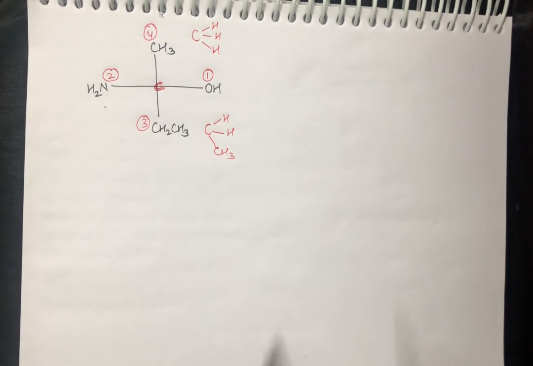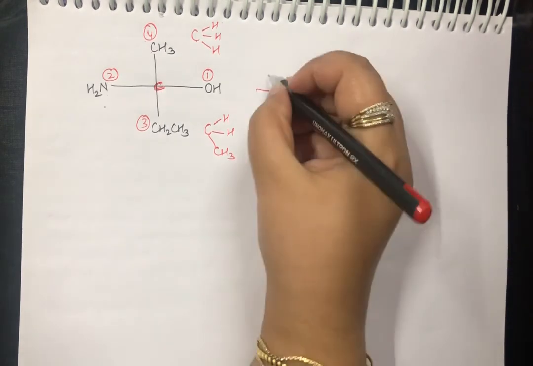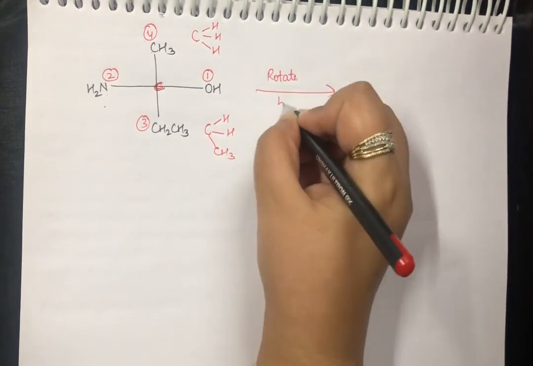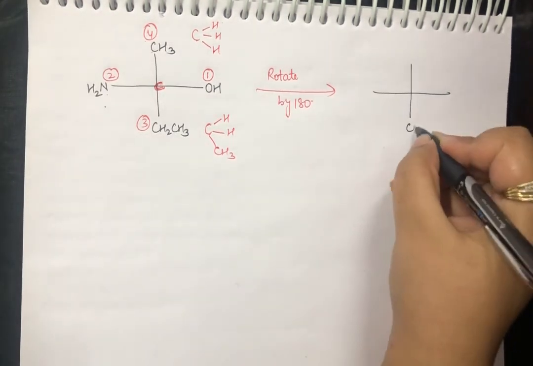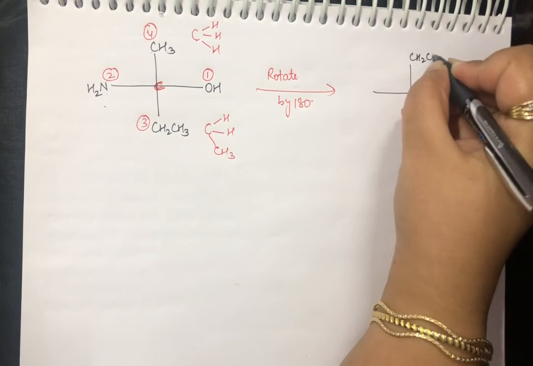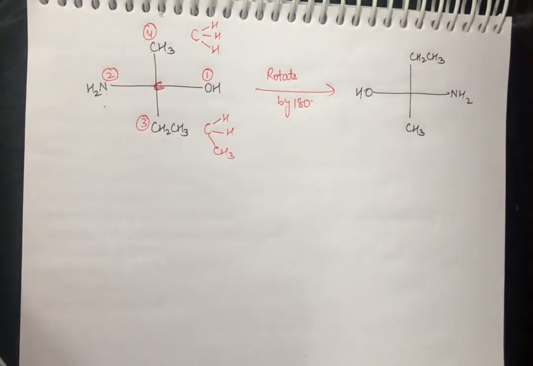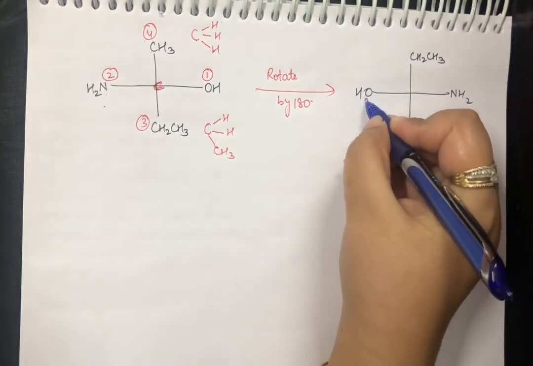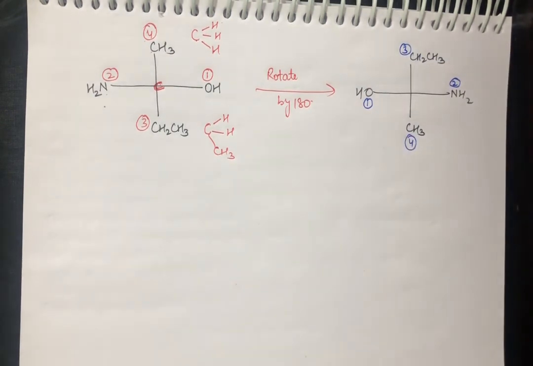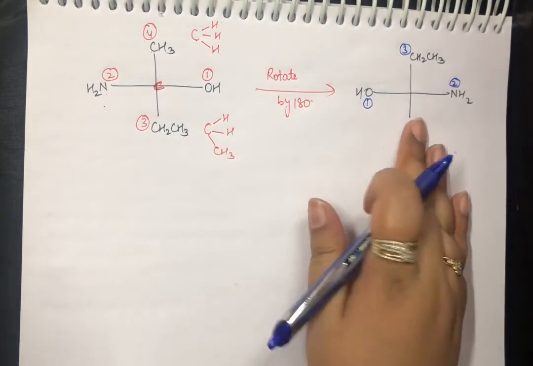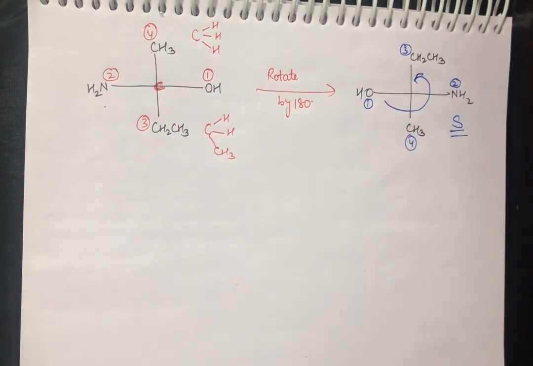So this is my priority order, and as you can see, my least priority group is at the top. So what you have to do is rotate by 180 degree. So what you will get is your CH3 will come at the bottom. Here it will be CH2, CH3. Here it will be NH2, and here it will be OH. So now again the priority remains the same. This was your first, this is your second, this is your third, and this is your fourth, and your least priority group comes at the bottom position. So ignore this. So now this is 1 and 2 and then 3. So this turns out to be of S configuration.